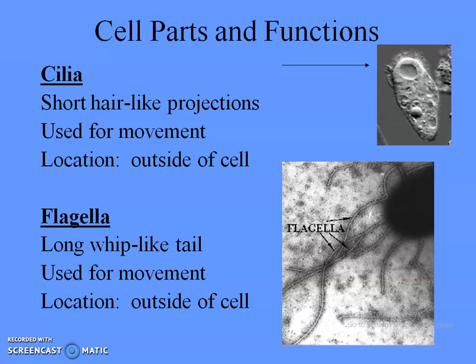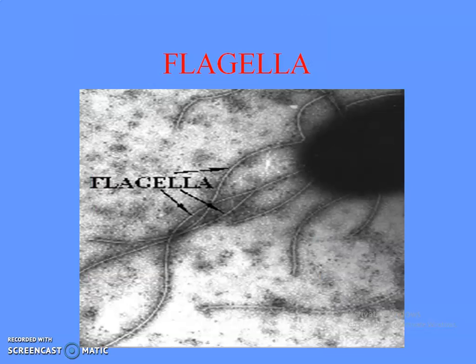Cilia, short hair-like projections used for movement, are present outside of the cell. Flagella, long tail-like structures used for movement, are present outside of the cell. This is the flagella structure. This one is also a flagella photograph.